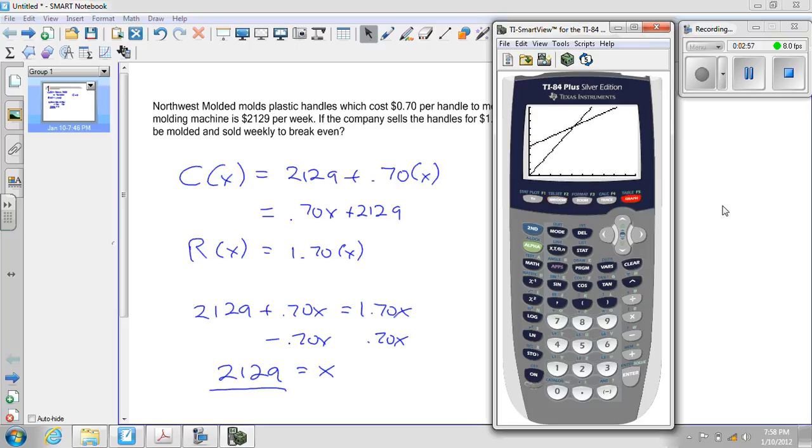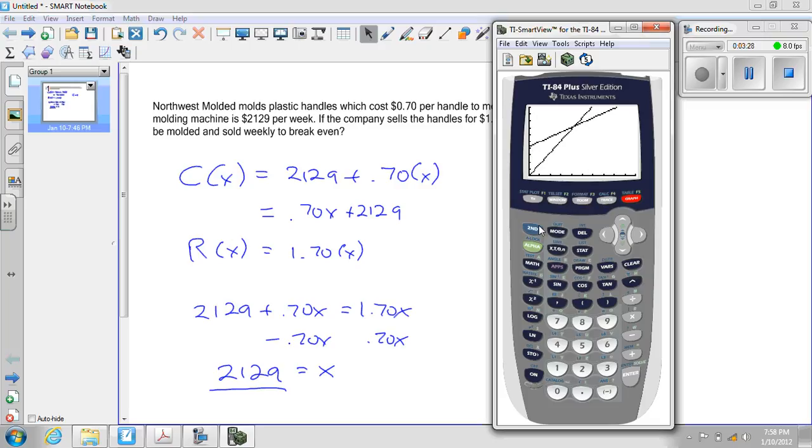And I got those two lines. This line here represents my revenue, which starts at 0. If I have 0 handles, I'm making nothing. But it increases at a slope of 1.7. And for my cost, this point right there would equal 21.29 because that's going to be my cost regardless of how many handles I make, and then it increases at a slope slightly less, of 0.70.